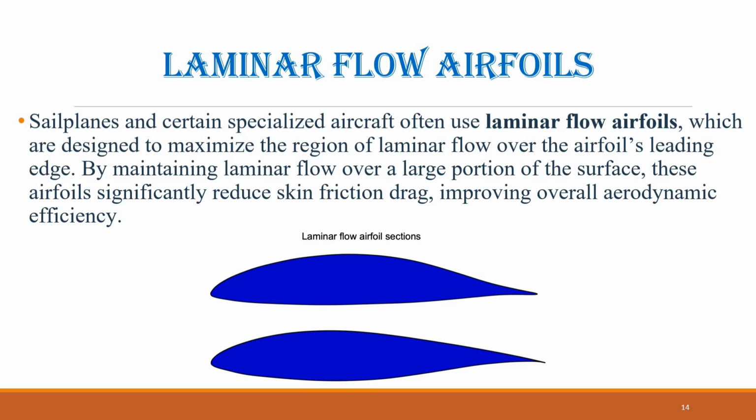The geometric shape of laminar flow airfoils is different from conventional airfoils used on most airplanes. One key feature is that the point of maximum thickness is located closer to the midchord rather than toward the front of the airfoil. This configuration creates a favorable pressure gradient over the leading edge, which helps the boundary layer stay smooth and laminar farther downstream. The benefit of this design is a notable reduction in skin friction drag, which is critical for high-performance gliders and low-power aircraft.